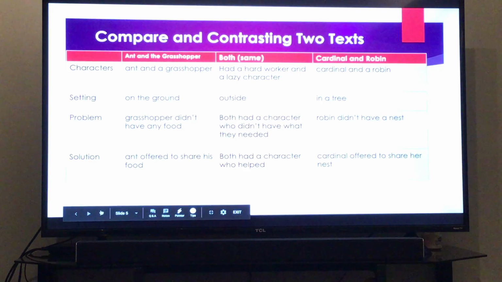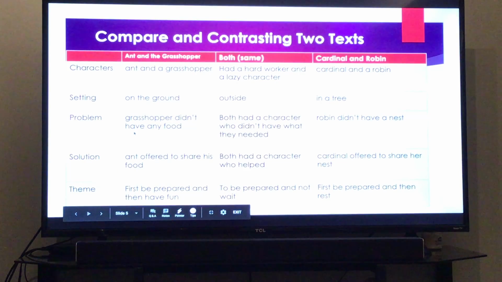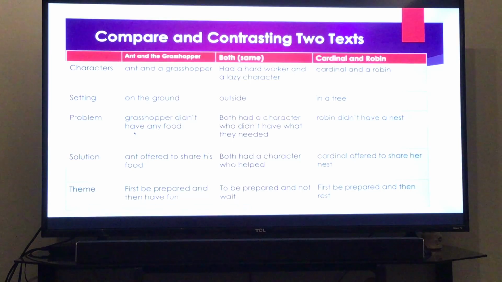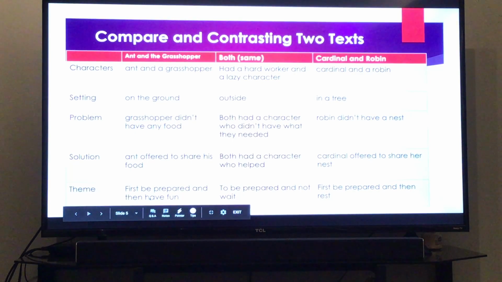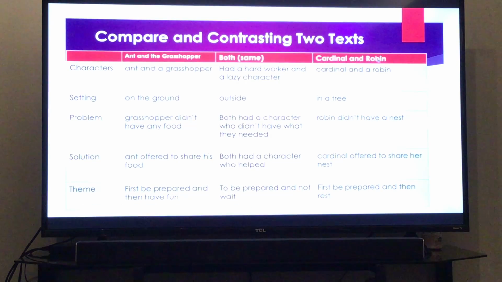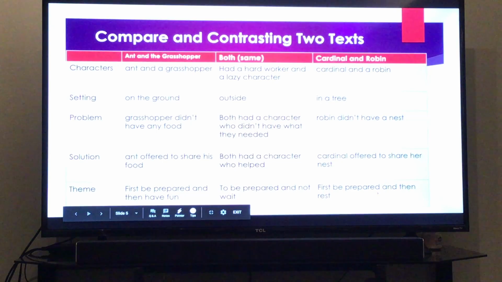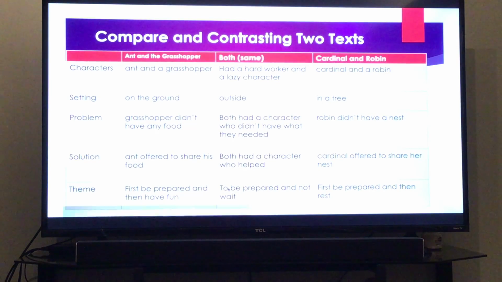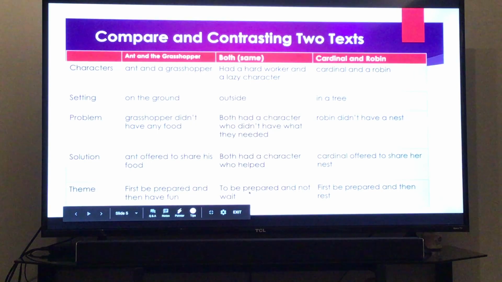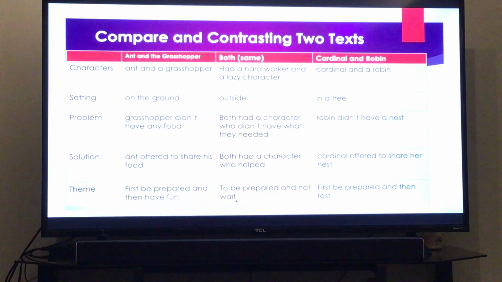Now let's talk about theme. The theme of Ant and the Grasshopper is first be prepared and then have fun or rest, because I think he slept too. Cardinal and Robin, first be prepared and then rest. The part of the theme that was the same was to be prepared and not wait. That was the main or the big idea of both stories. They shouldn't have put off what they needed to do, they should have been prepared.